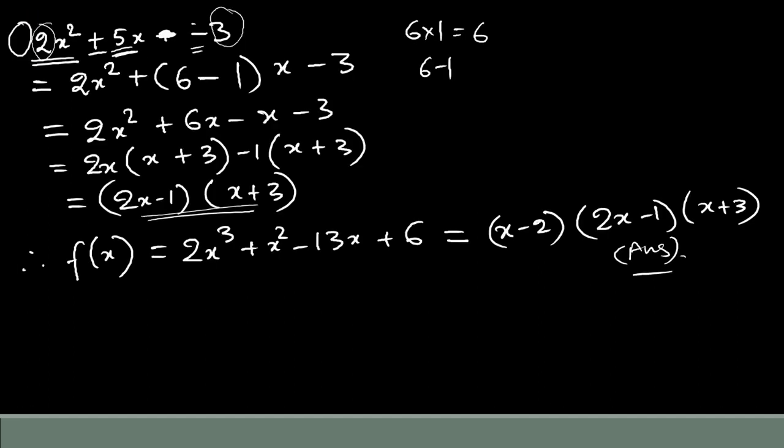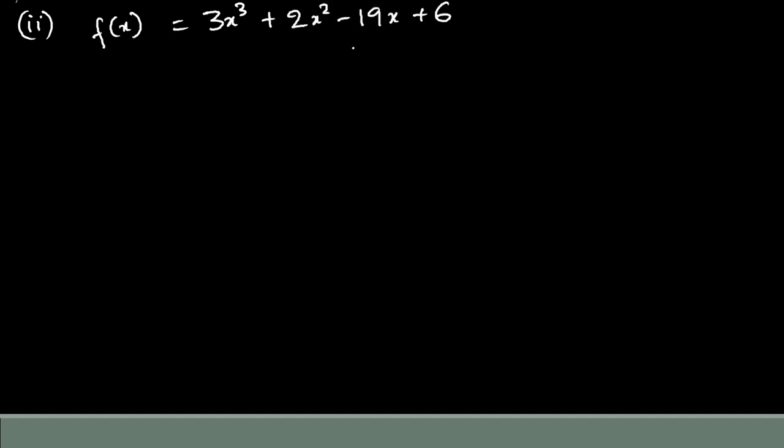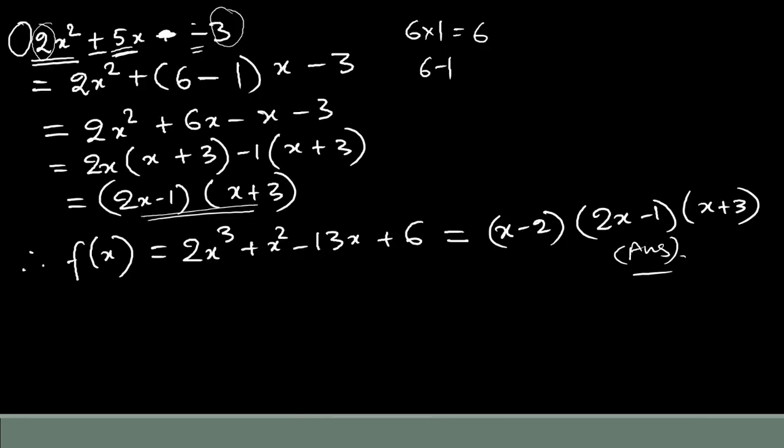So let's solve one more problem, but before that let me add one more sheet. So let's see what the next problem is. The next problem is similar: 3x cube plus 2x square minus 19x plus 6. Okay, number 2. Again f(x) is given as 3x cube plus 2x square minus 19x plus 6.